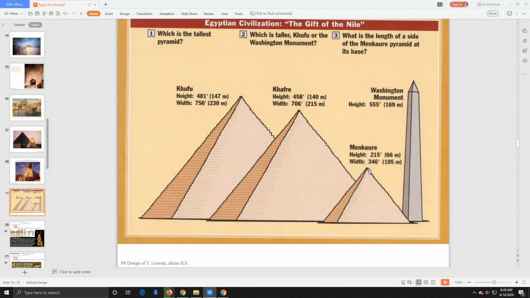The Washington Monument, that's in Washington, D.C., that's over here. And the Washington Monument is 555 feet tall. So you can see how it's taller than the pyramids. So if you go to Washington, D.C. and see the Washington Monument, that's taller than the pyramids.